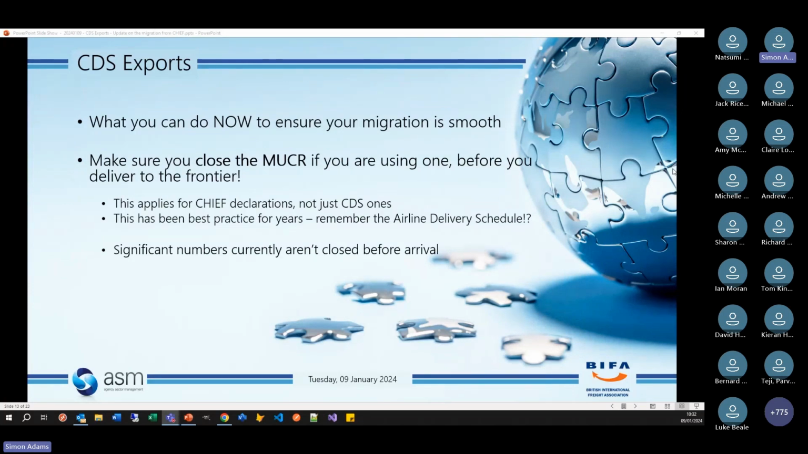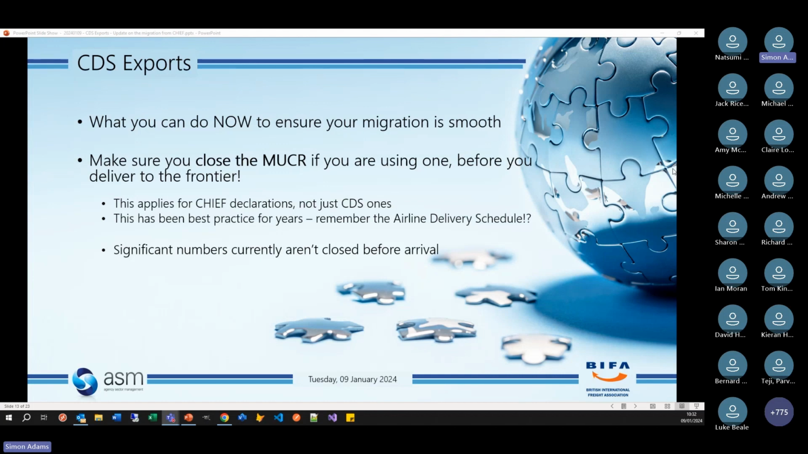It happens all the time now, and generally you deliver the goods to a shed. The shed would then arrive the goods into Chief. Chief would come back and say mucker open. So the shed would have to contact you as a forwarder and say you need to close the mucker. You'd close the mucker in your system, and then the shed would update and the goods would be exported and would be absolutely fine.